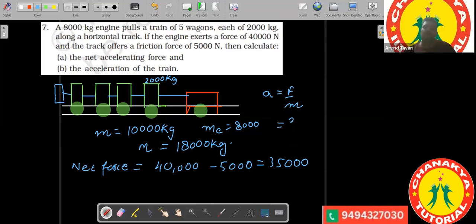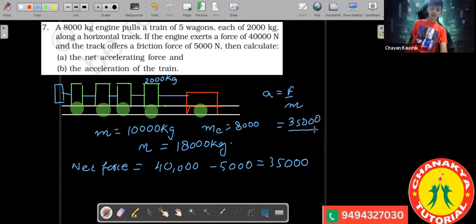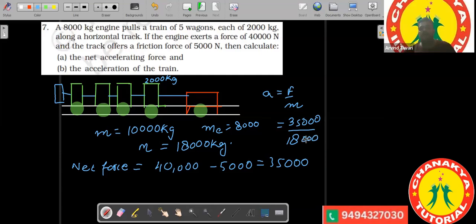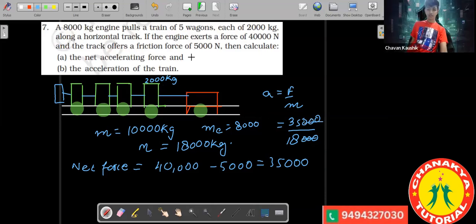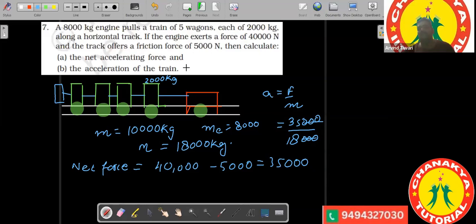So your force is 35,000, yes. Then what will be the final answer? The final answer will be 35 by 18. That will be 1 point something, 1.8 or 9. You might be getting.